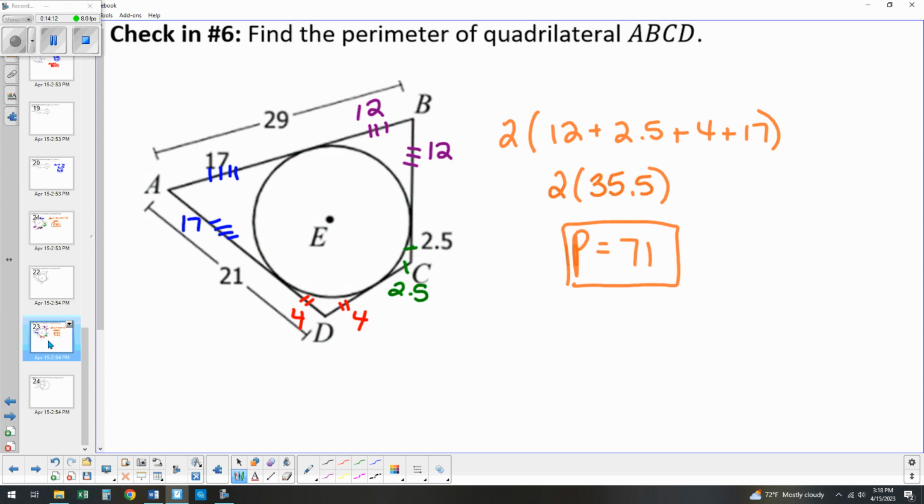All right, so here is our answer. I got a perimeter of 71. I knew both of these were 2.5. I knew both of these were 17. If this is 21, take it away, I get 4 for these. If this is 29, take away 17, I get 12 for these. So 2 times the sum of all of those numbers gave me 71. And that is the basics of circles and tangents.